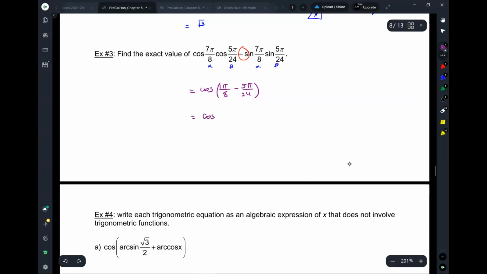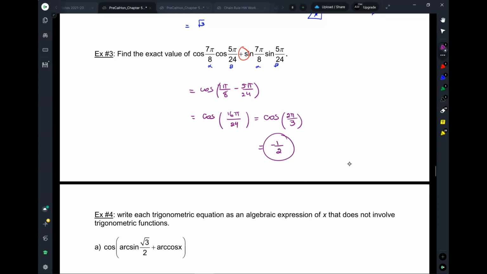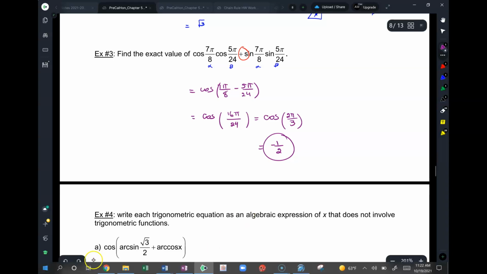So this is cosine of, well, the 7 over 8, that's 21 over 24, minus 5, 16 pi over 24. But I can simplify that to 2 pi over 3, and that is negative a half. Okay? All righty.